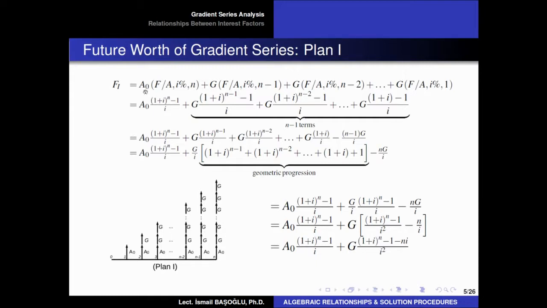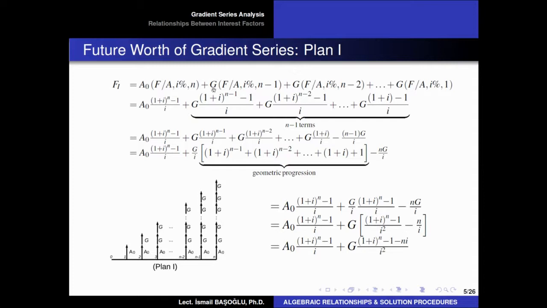Now, the first step, A0, conforms to the properties of a uniform series for n years, and the future value of this uniform series can be computed by multiplying by the uniform series compound amount factor F over A under i% interest rate for n years. Plus, let's focus on the second step here, G. For how many years are we observing this uniform series? Actually, we are observing it for n minus 1 years. Be careful, it is starting from the end of the second year. And for n minus 1 years, a uniform series is happening in the second step.